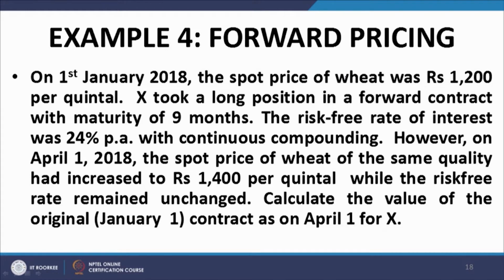At t equal to 0, it was 1200. At t equal to 3 months, that is 1st April, it was 1400 per quintal, while the risk free rate remains unchanged. Calculate the value of the original January 1 contract. Let us call it contract A. So, calculate the value of contract A as on 1st April of the year, that is 2018.